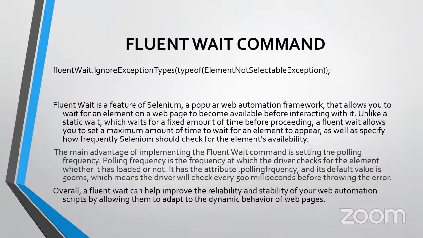So the main advantage of implementing the fluent wait command is setting the polling frequency. With the fluent wait command, you can set a polling frequency, and this polling frequency checks for the element, so it checks if the element has loaded or not. It has the attribute polling frequency, and its default value is 500 milliseconds, which means that the driver will check every 500 milliseconds before throwing the error.